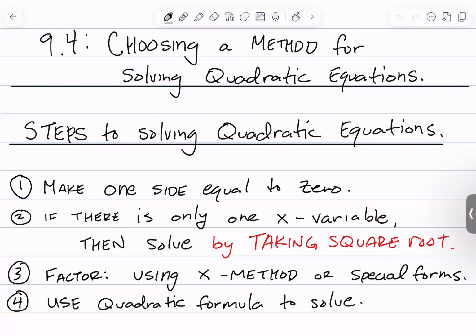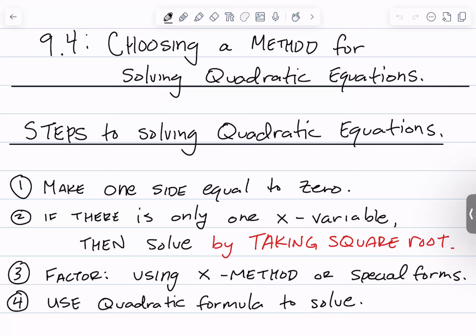This lesson is 9.4, choosing a method for solving quadratic equations. So we've been on this solving quadratic equations unit for a while now. And we've learned how to solve quadratic equations through factoring, completing the square, and quadratic formula, right? And taking the square root. So which ones are we going to use?